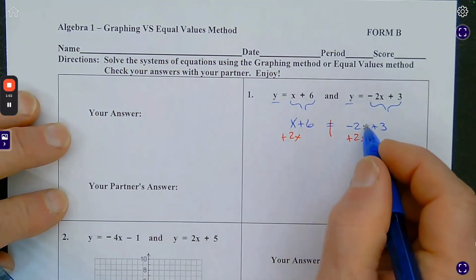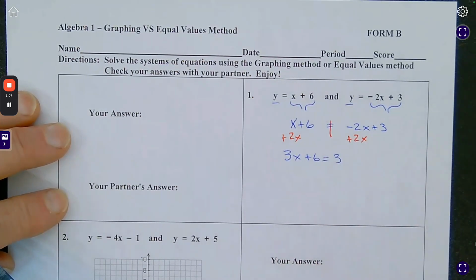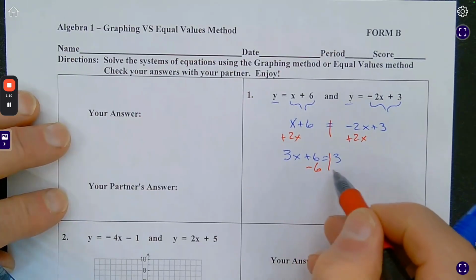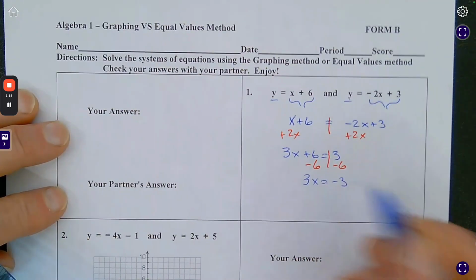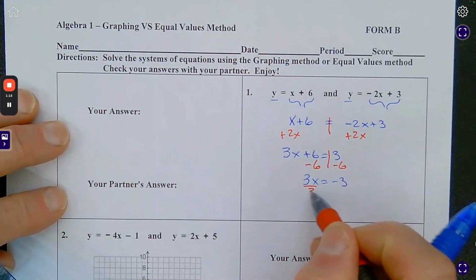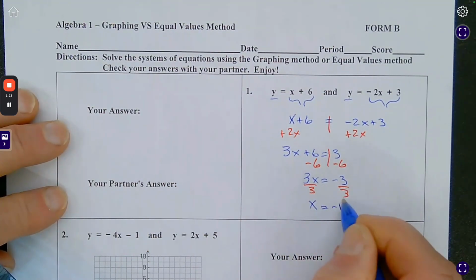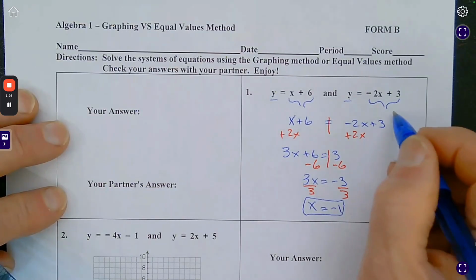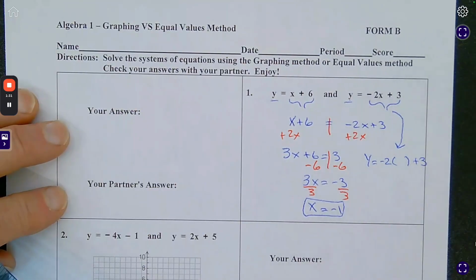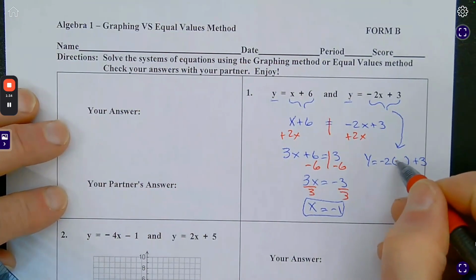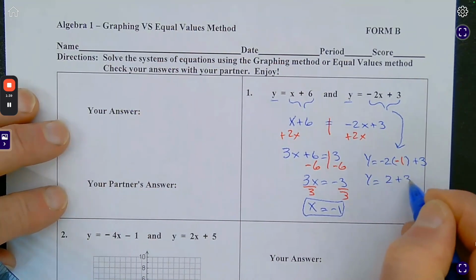I'm going to do the opposite inverse operation of minus 2x. That's plus 2x. Now I'm going to inverse operation plus 6. That's minus 6. You've got to do it to each side. Your goal is to get the variable x by itself. I want to know what 1x equals, so 3 divided by 3 is 1x equals negative 1. Now I'm just going to say, okay, well, y equals negative 2 times that x value. So if I know the point of intersection has an x value of negative 1, then the y value is going to be what I get when I substitute that negative 1 in.